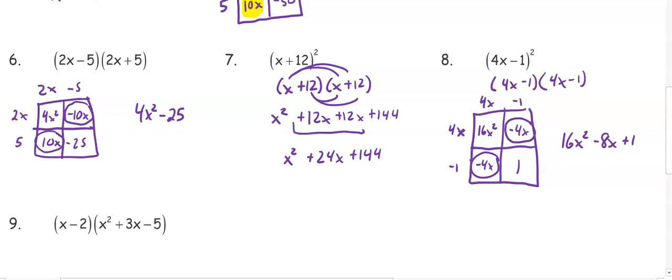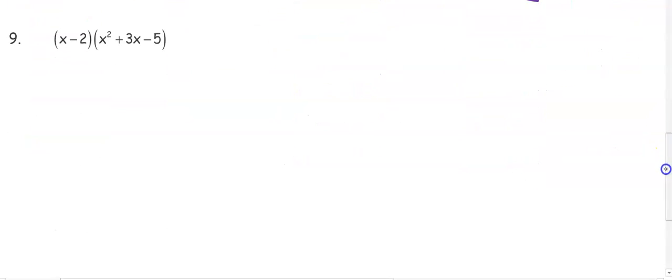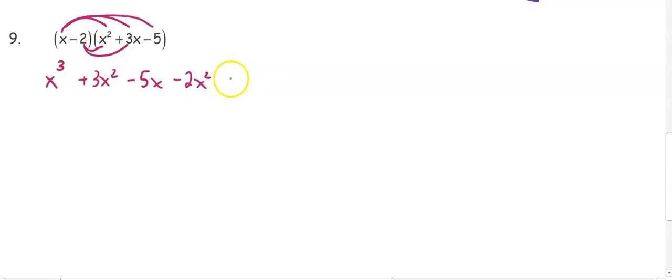In number 9, instead of having two binomials, we now have a binomial and a trinomial. So we're still going to do the same thing. We're going to multiply the three terms with x. So x times x squared is x cubed. X times 3x is 3x squared. X times negative 5 is negative 5x. And then do the same thing with negative 2. So negative 2 times x squared is negative 2x squared. Negative 2 times 3x is negative 6x. Negative 2 times negative 5 is 10.